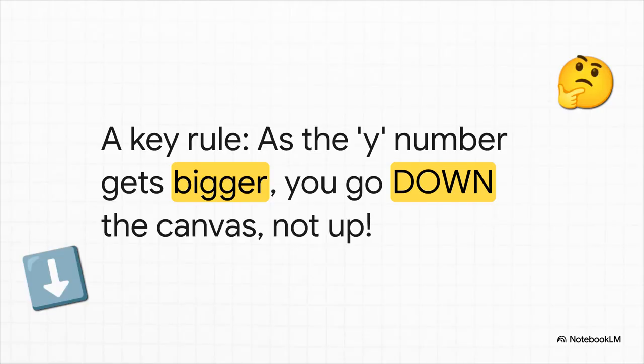And here it is. This is the one rule that trips up almost every single person when they start coding. So let's get this locked in right now. As the y number gets bigger, you move down the screen, not up. It feels a little backward at first, I know, but you'll get used to it. Just remember, bigger y means you're going down.